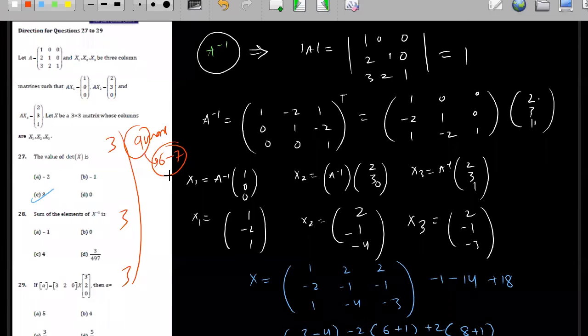9 marks. Remember, in JEE, 1 mark, 1 minute. Remember, in JEE Advanced, 1 mark, 1 minute. This question will never come in JEE Mains.